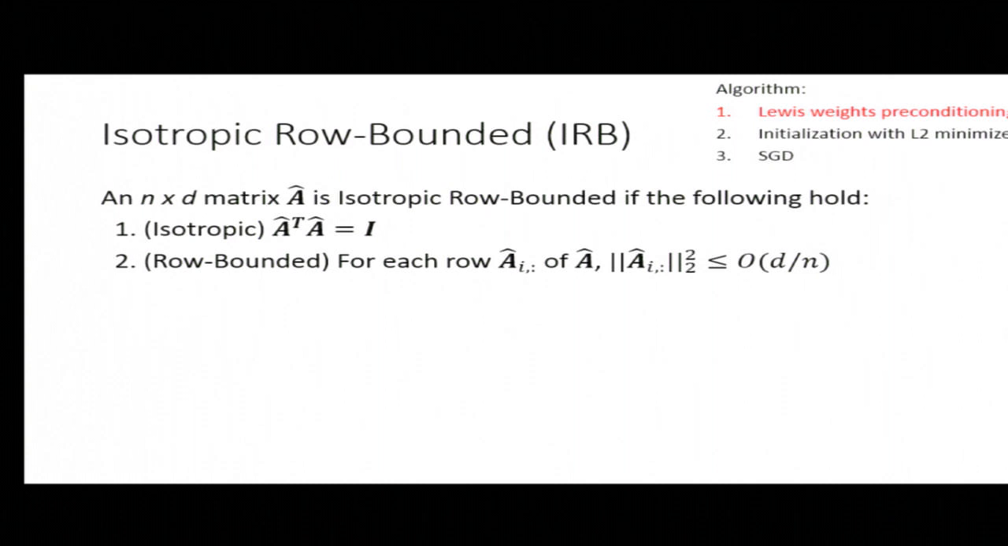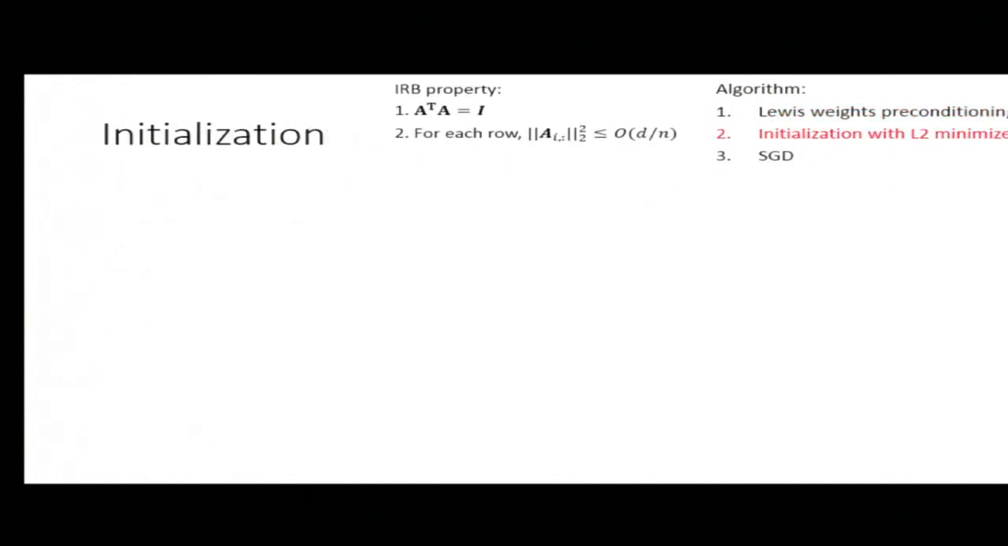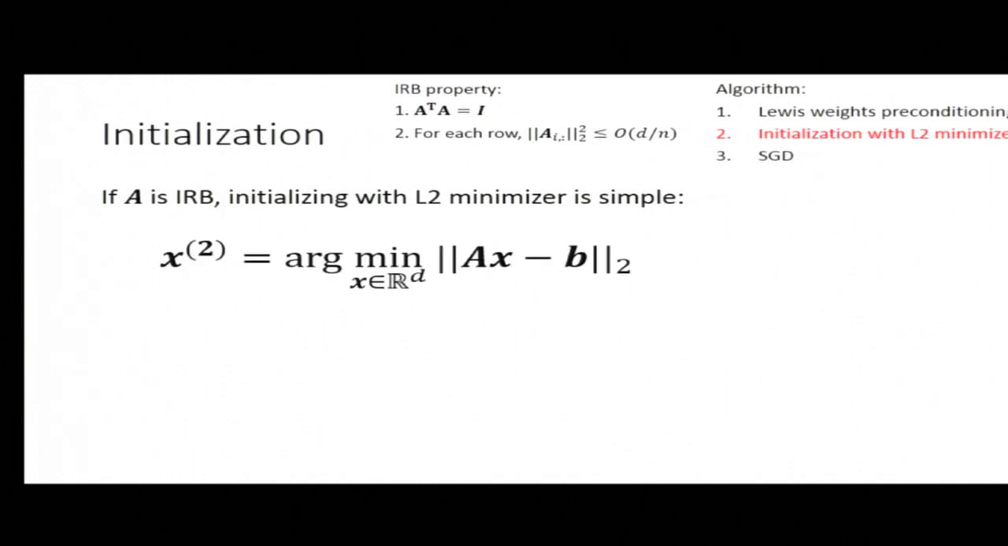But first, it also helps with the initialization. So for initialization, we're trying to initialize with the L2 minimizer. If A is isotropic and row-bounded, then the L2 minimizer is the pseudo-inverse times b, and since A is isotropic, the pseudo-inverse is just A transpose. So this is really cheap to compute. So this minimizer is fine to compute.